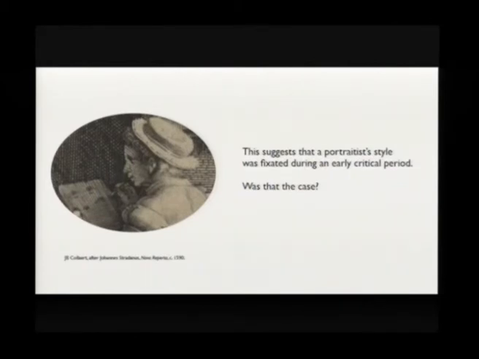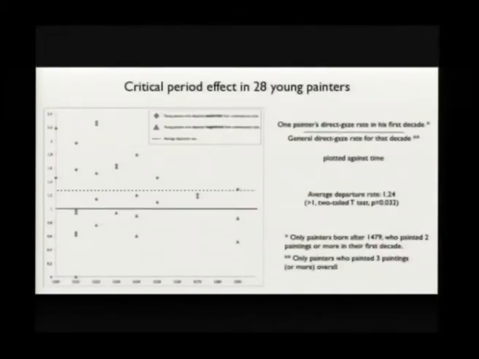And we have some documents from that time suggesting this: a young apprentice in a painter's workshop who is training at painting portraits and is copying designs of eyes. So we have reasons to believe that painters were apprenticed very young, and their taste and their style were fixated at an early stage. To check if that was the case, I looked at the first decade of 28 painters to try and identify a critical period.